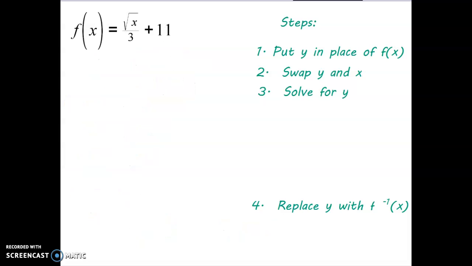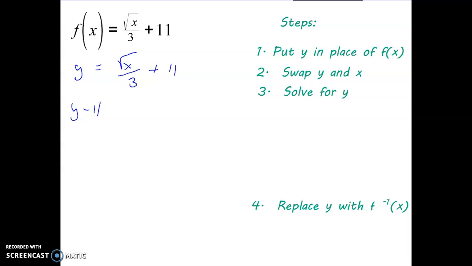All right, let's try this one. So let's see what we can do here. Put in my y. All right, now, I've got three things. I've got a square root, I've got a divided by 3, and I've got a plus 11. Which of those three things should I do first? Well, I'm going to need to take care of the minus 11 first. It's not affected by the square root or the 3. So I can subtract 11 from both sides.